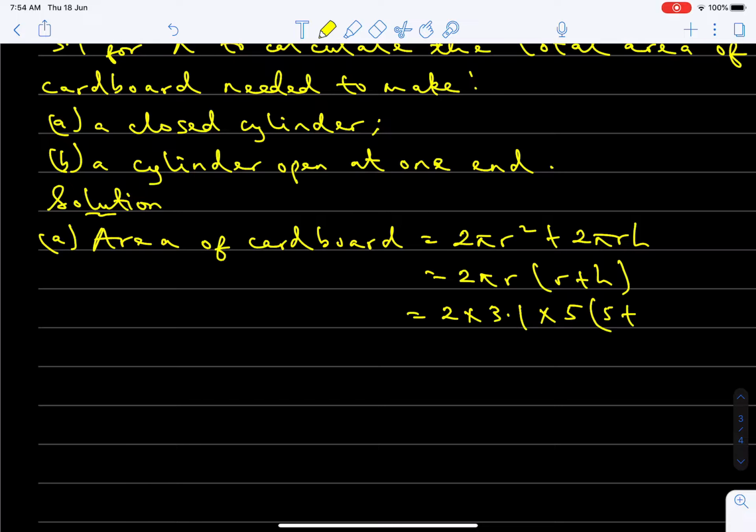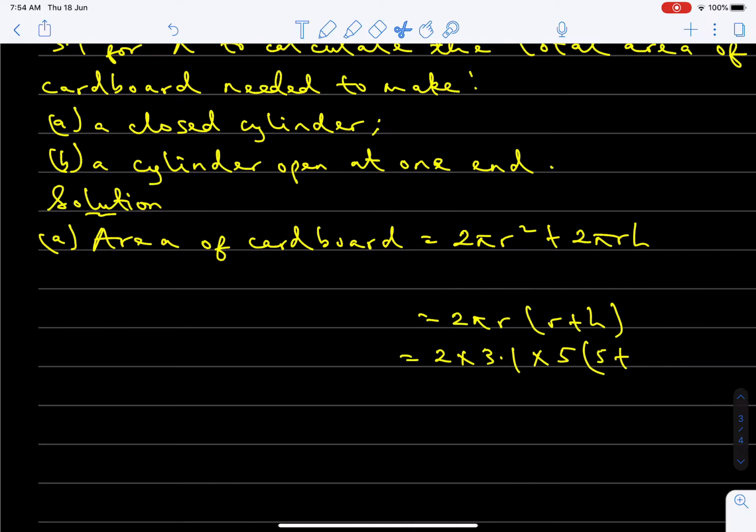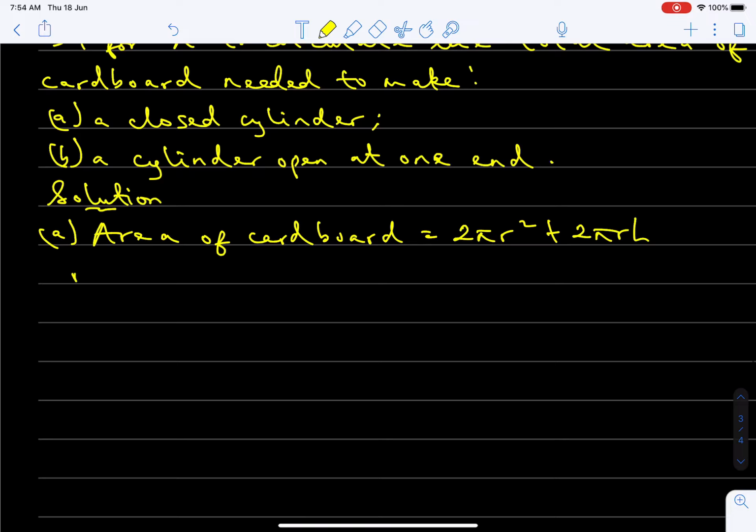I think I should write what was given before I go to... let me write what was given. That's the formula, so let me write what was given. R, the radius, is 5 centimeters, pi is 3.1, and height is 12 centimeters.